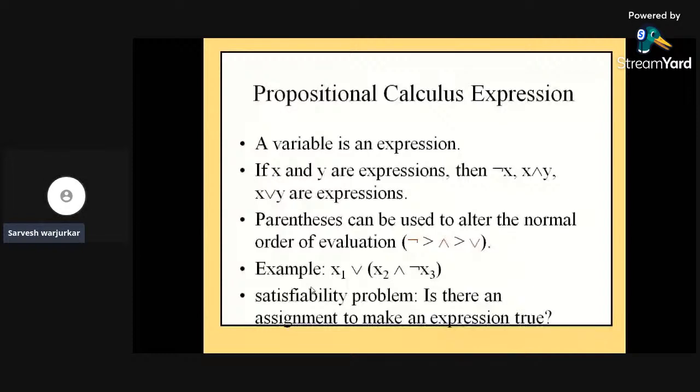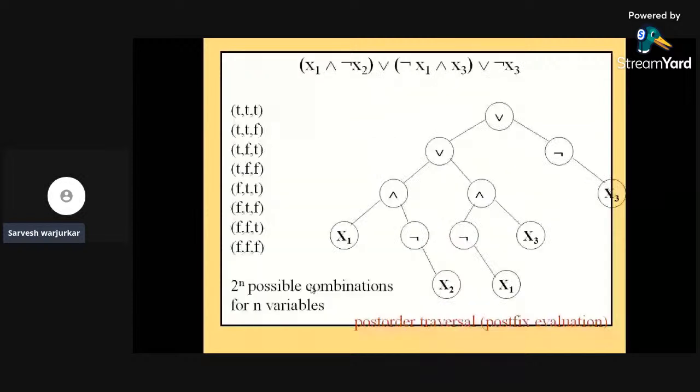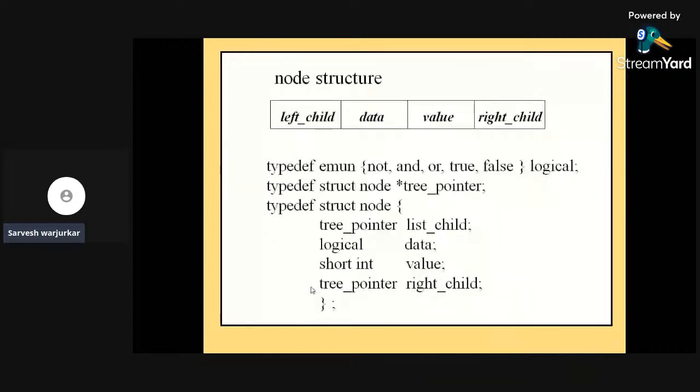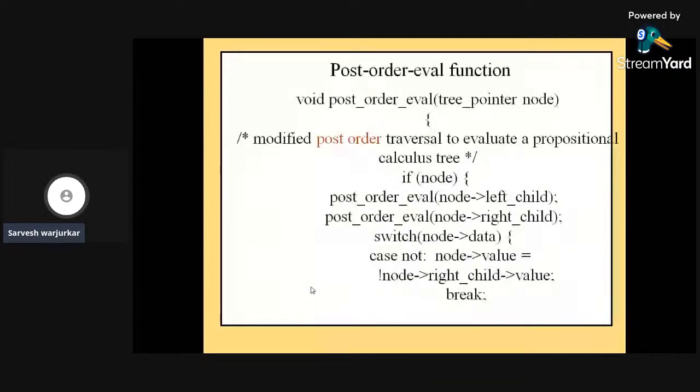There are 2 to the power n possible combinations for n variables. The number of possible combinations is available in terms of the nodes in inorder, preorder, and postorder as well. Postorder, that is void postorder, evaluates the tree pointer node, which can modify the postorder traversal to evaluate a propositional calculus tree.